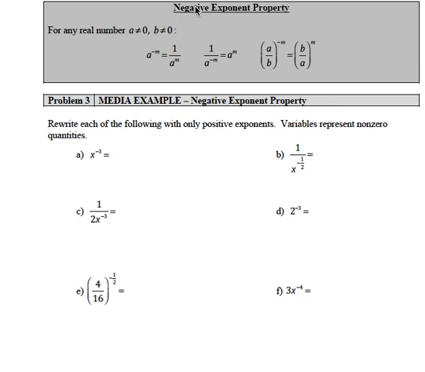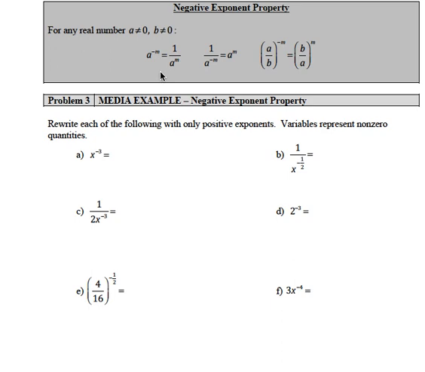In this problem, we're going to apply the negative exponent property, which says for any real number a not equal to 0 and b not equal to 0, a to the negative m equals 1 over a to the m. 1 over a to the negative m equals a to the m. And quantity a over b to the negative m is b over a, that quantity raised to the m.